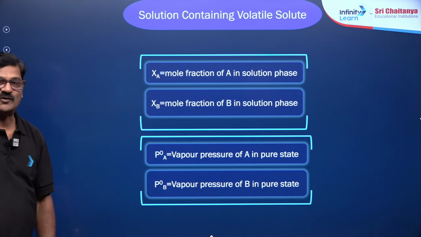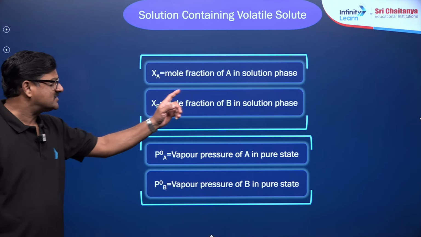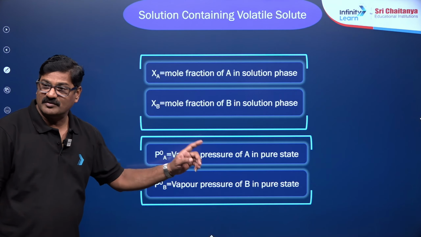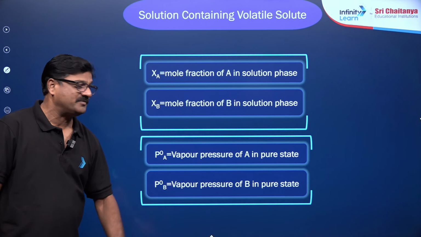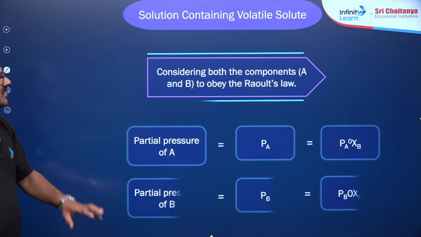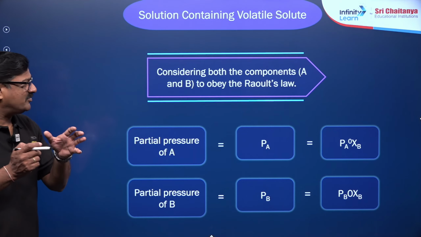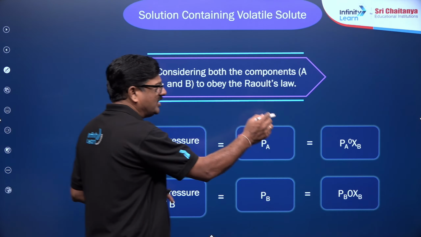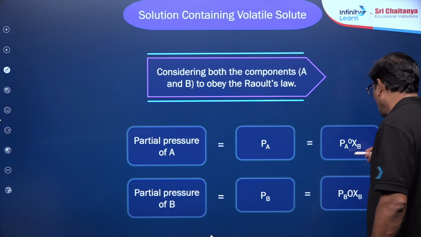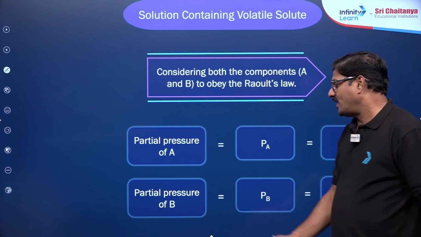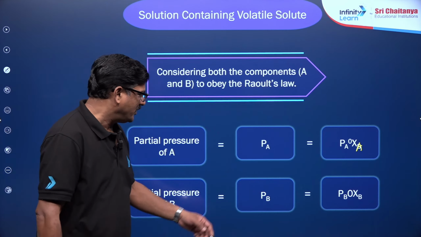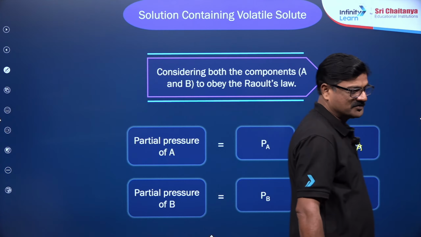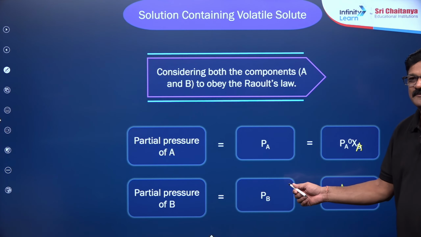XA is the mole fraction of A in the solution phase, XB is the mole fraction of B in the solution phase, P naught A is the vapor pressure of A in the pure state and P naught B is the vapor pressure of B in the pure state. When they combine, considering both components A and B, they obey Raoult's law: partial vapor pressure of A, PA, is equal to P naught A times mole fraction of A; partial vapor pressure of B, PB, is equal to P naught B times mole fraction of B. That's what we explained here, right?